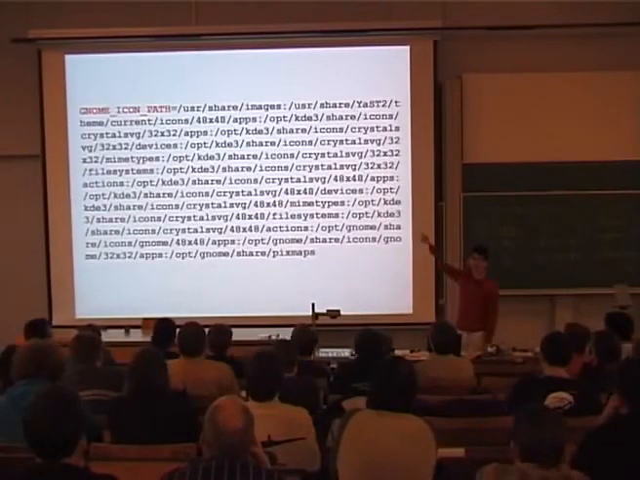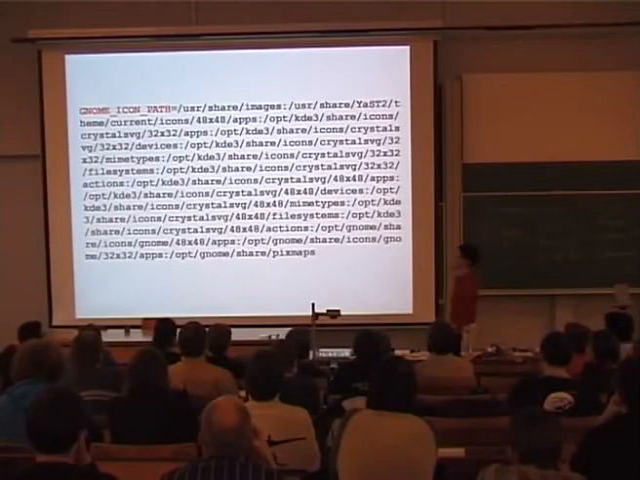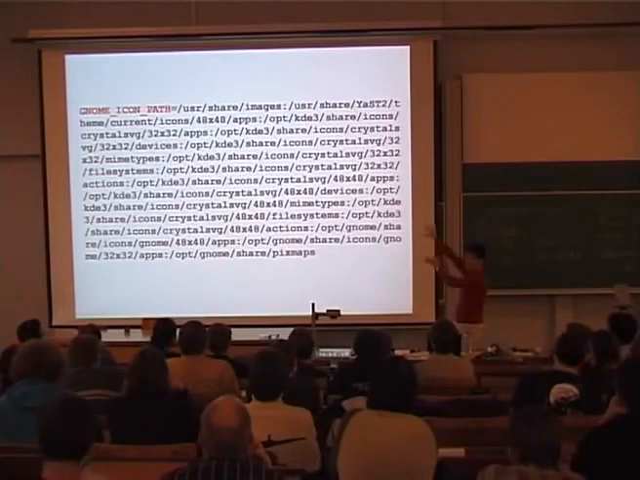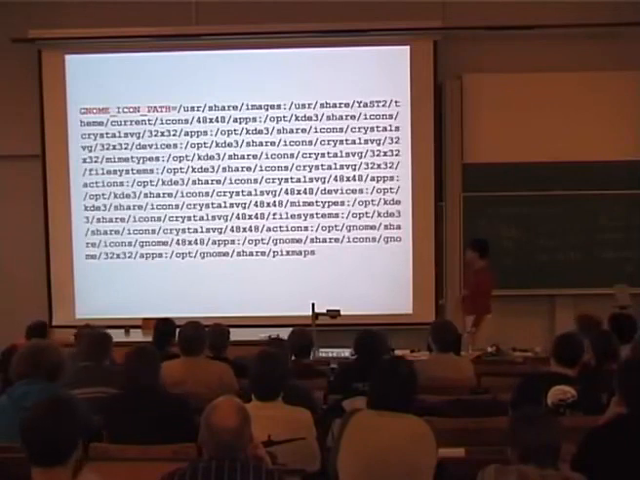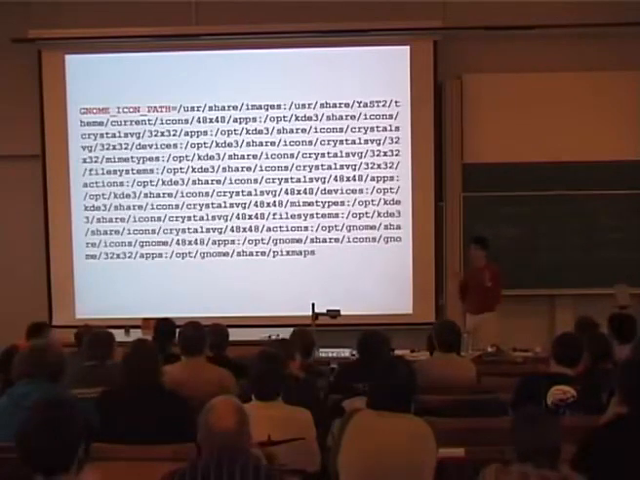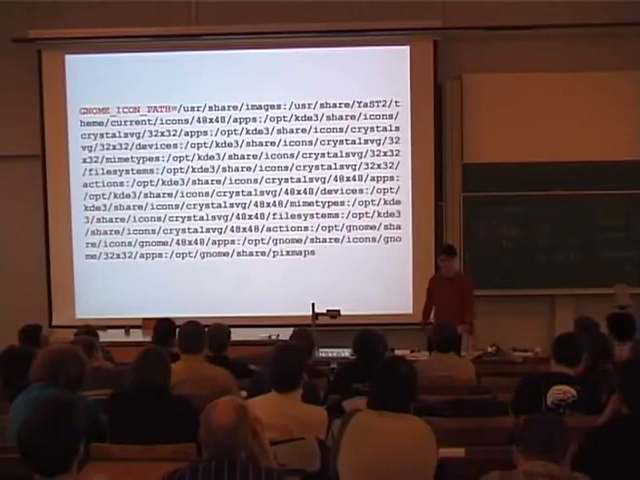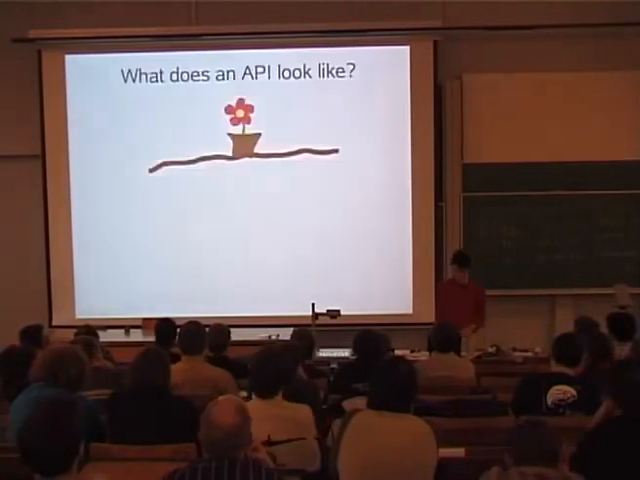I'm not kidding you. This is my GNOME icon path on my machine. This comes from the distro. The distro wants to be able to load icons from user-shared images, KDE, and so on. KDE is not even installed on my machine. I don't know where those things came from. Finally, the GNOME ones, and every time my machine has to look for an icon, it has to go through all those paths. Why did we make it so complicated?